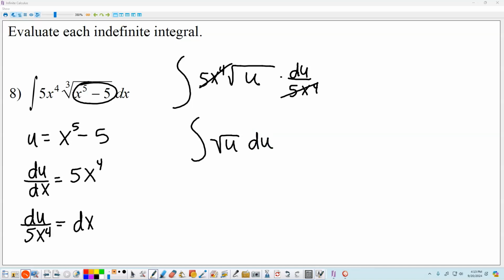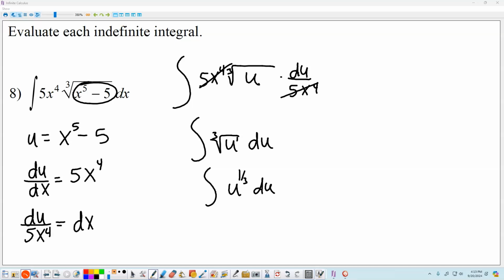All right, the square root of u. Well, this is actually, I goofed up here. There's supposed to be a 3 right here. This is a cube root. So you can imagine a 1 being there. So we're going to rewrite this as a 1/3 power.